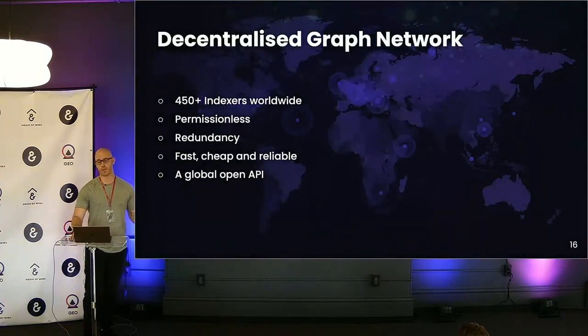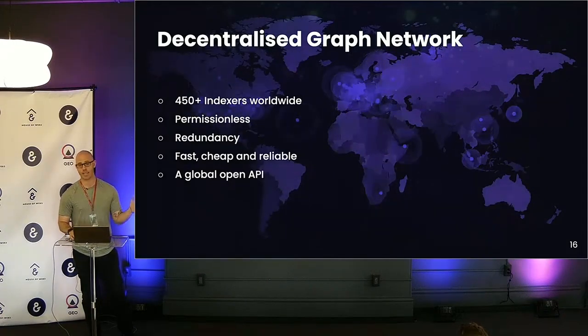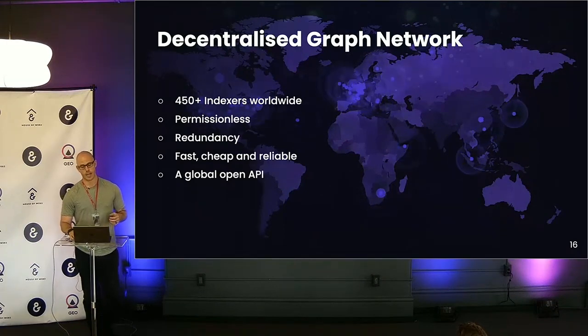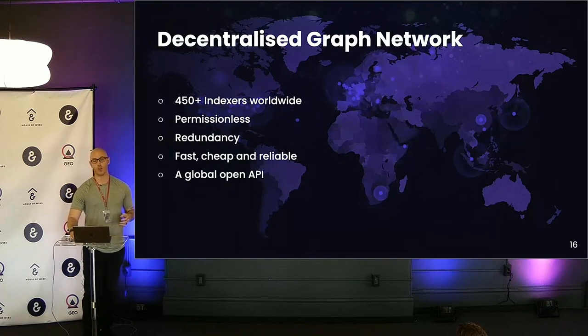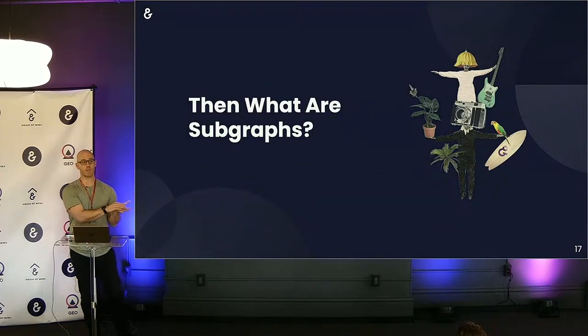Now, a little bit more about The Graph network and how many indexers there are. There's 450 plus worldwide, permissionless. Anyone who wants to be an indexer can sign up. There's redundancy. We have lots of indexers all over the world. And it's fast, cheap, and reliable. It's a global open API. All right? So you're here to really get that high-level overview of The Graph, which we've just done right there.